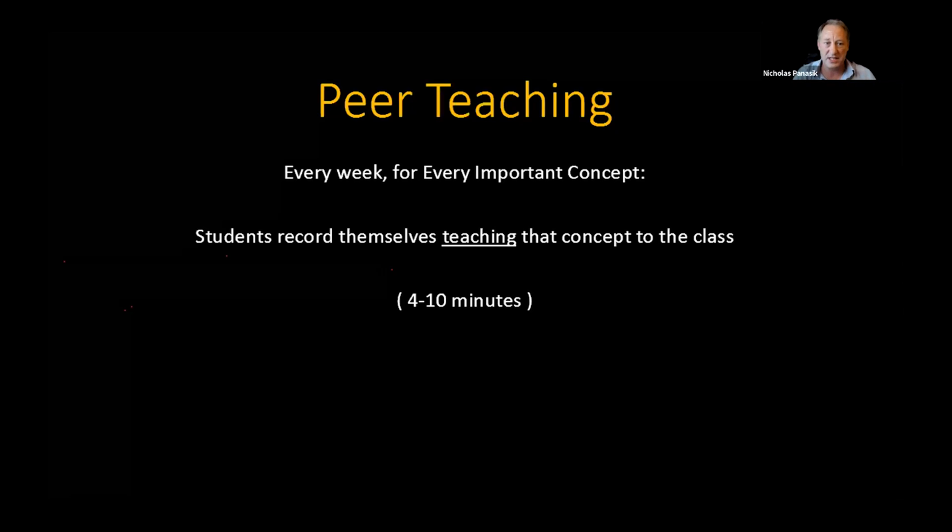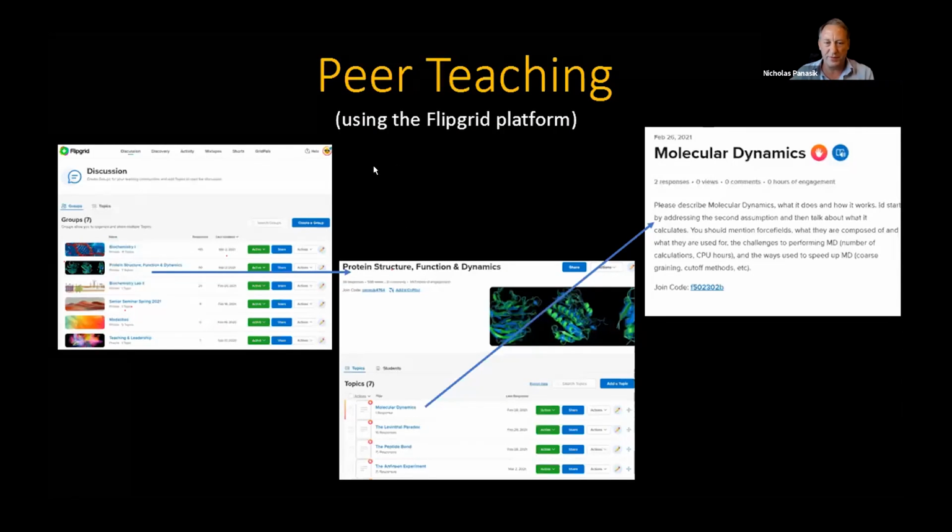So what we do in class is I'll give my regular lecture in class, and then at the end of the week, I'll have them teach the major concept that I've covered that week to the rest of the class. They'll record a video that's about 4 to 10 minutes long. I try to keep them somewhere in that range. And when you go to the Flipgrid platform, it's fairly easy. You just go to flipgrid.com.